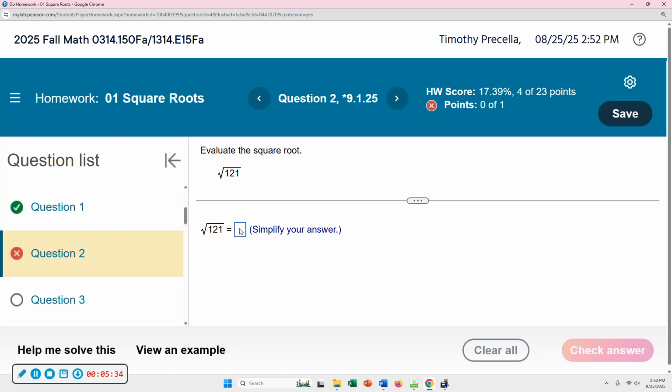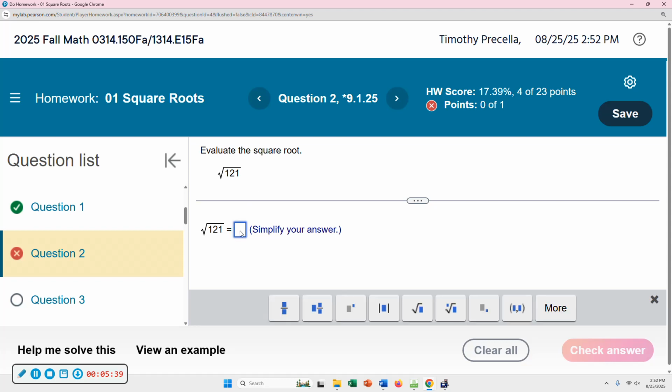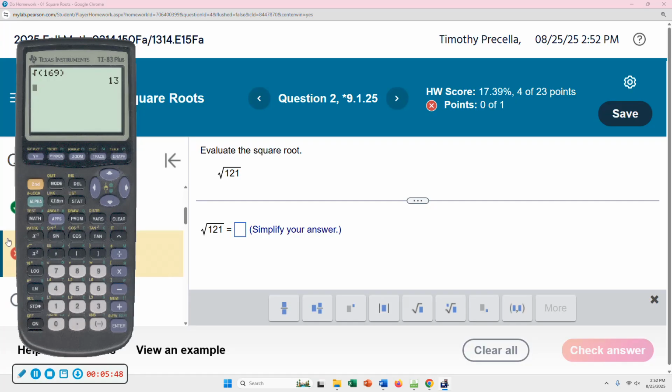What's the correct answer for this one? I'm going to get it right this time. What times what is 121? And I can already tell it's going to be a big number day on these. What's the square root of 121? Is it an integer or is it a decimal? 10 squared is 100, so it has to be bigger than 10. What's 11 times 11? 121. So the square root of 121 is 11.